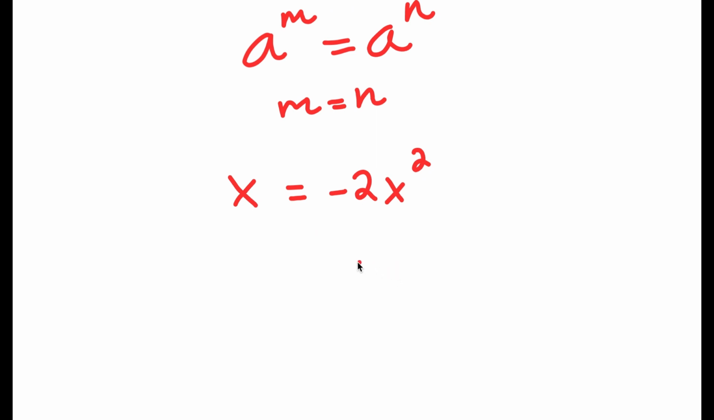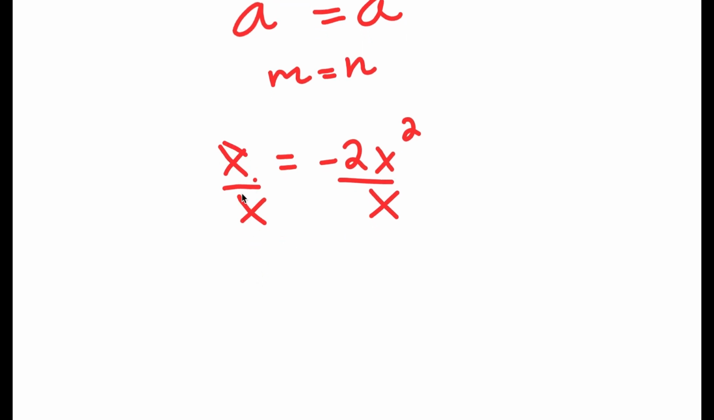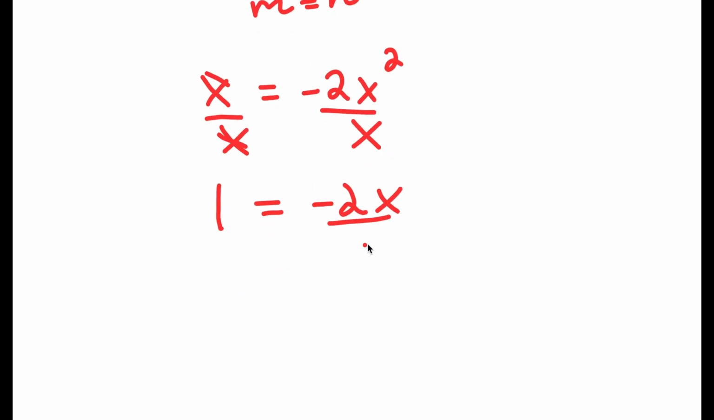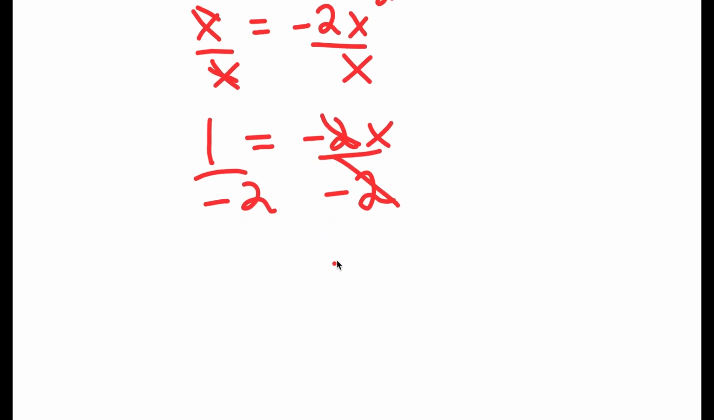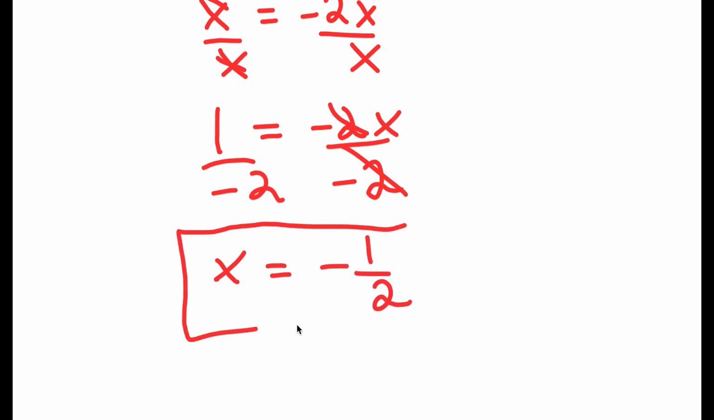And to solve this, I'm actually going to divide both sides by x. So these two cancel out, and I get 1 is equal to negative 2 times x. And now we have a simple equation. All I have to do is divide both sides by negative 2 because we want to isolate x. And I'm left with x is equal to negative 1/2. So this is my answer to this problem.